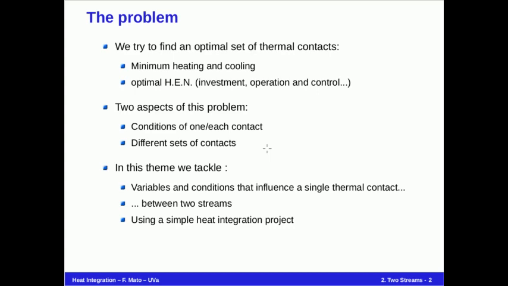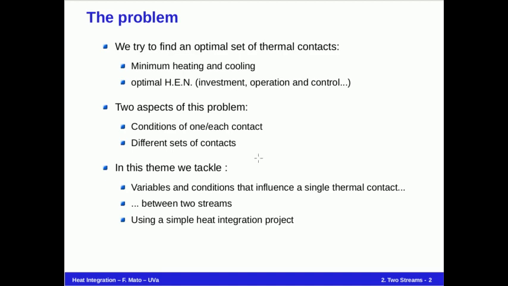This problem has two aspects: the condition for one, or for each, contact between two streams, and the different sets of contacts. It's important to understand that these are problems of a different nature, studying the contact in one pair or trying different sets of different pairs of streams.